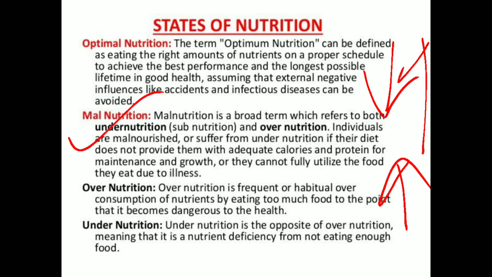Also you can see heart disease, coronary heart disease, or CHD, or CVD, cardiovascular disease. All these diseases are associated with overnutrition. So both are dangerous states. So what is optimal nutrition?